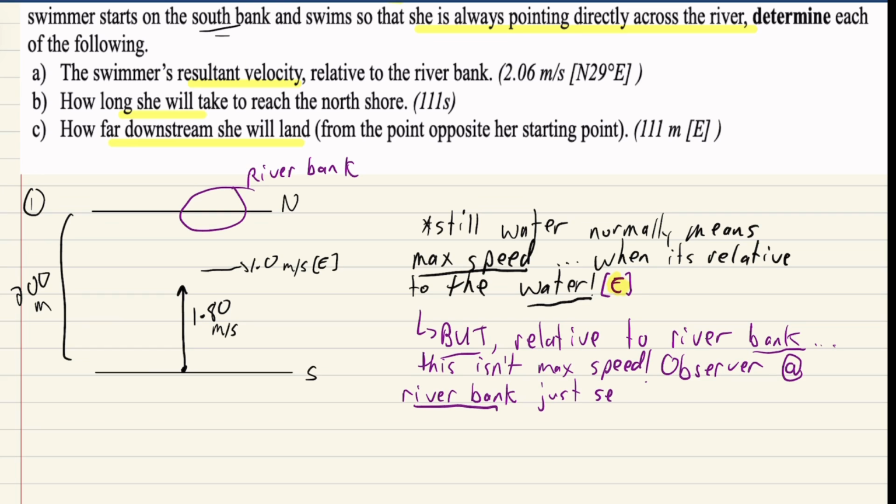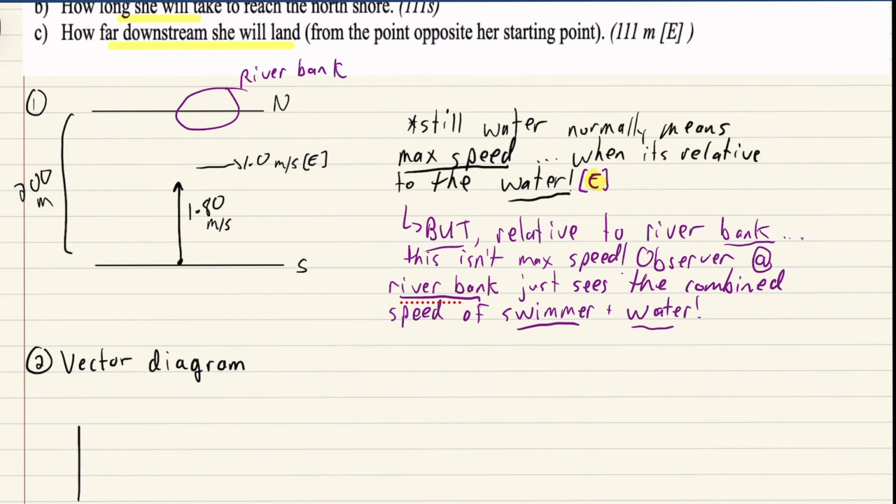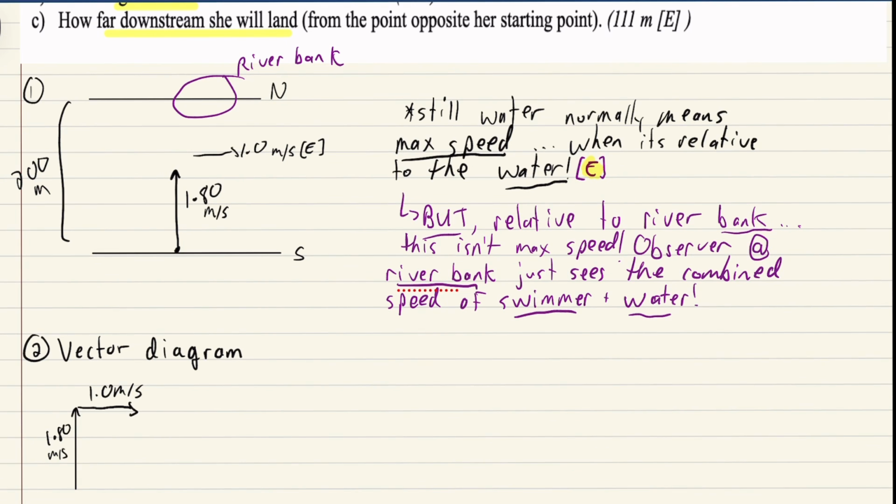This means that the 1.8 meters per second relative to the bank won't be the max speed in our vector triangle. Relative to the riverbank, the max speed will be a combined speed of the swimmer in still water and the current that is interfering with that still water speed. That being said, when we draw our vector diagram, the 1.8 meters per second for the swimmer in still water is going to be our y vector, and the current going east will be our x vector. And then the resultant, remember, the speed that the observer on the other side of the bank would see, would be our hypotenuse.